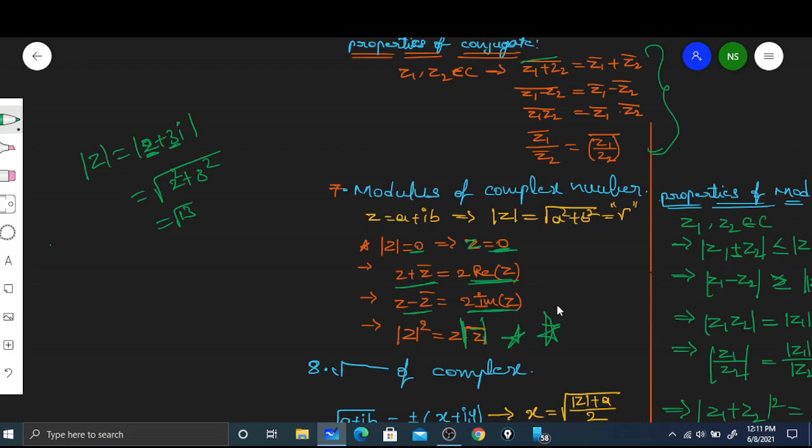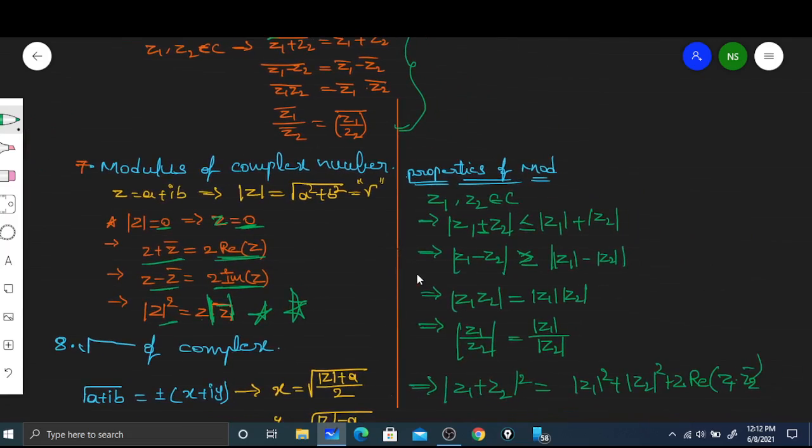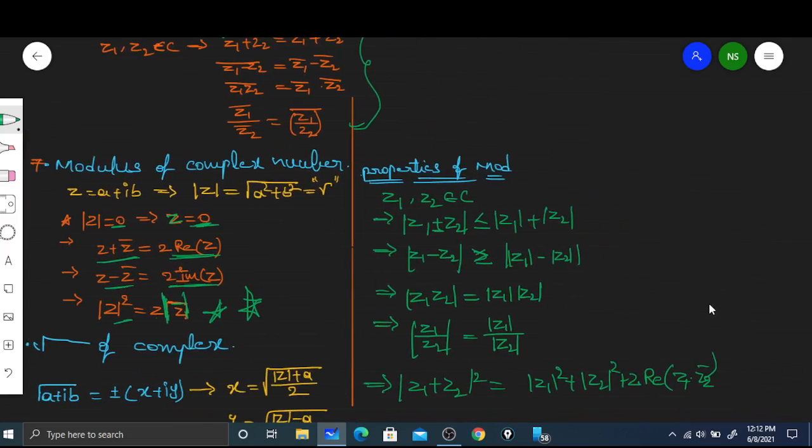Okay, just keep remembering. Z into Z bar is nothing but mod Z square. You can write like that. And some more properties they have given. These are also very important properties of modulus. Mod of Z1 plus or minus Z2 will be less than or equal to mod Z1 plus mod Z2.